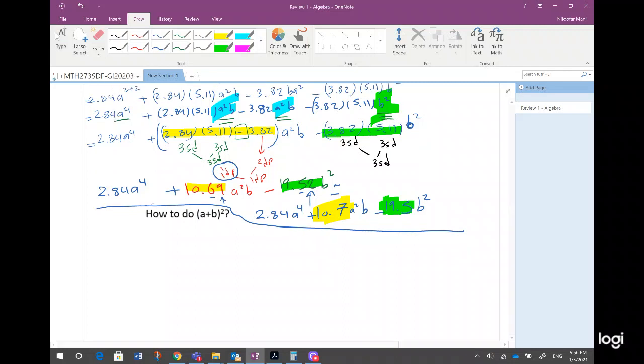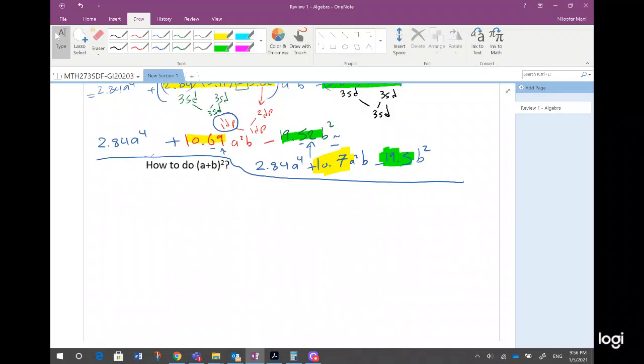Now I want to talk about this squared one. What do you do for this squared one? This squared one is a plus b squared. Some students say it's a squared plus b squared. I want to say no.